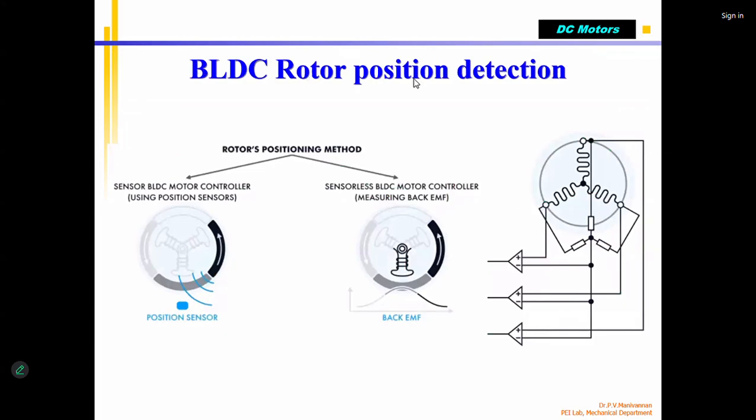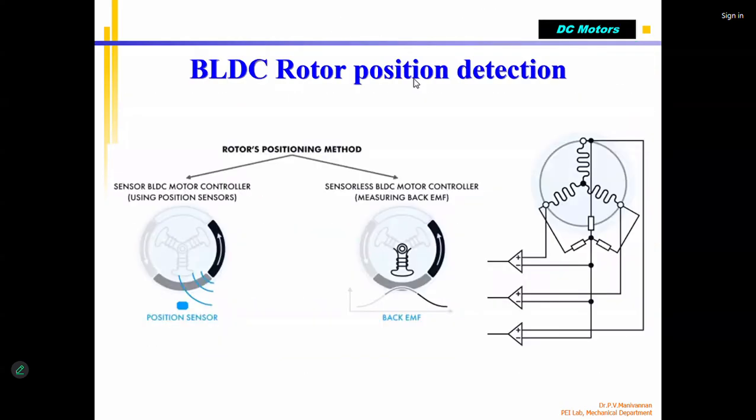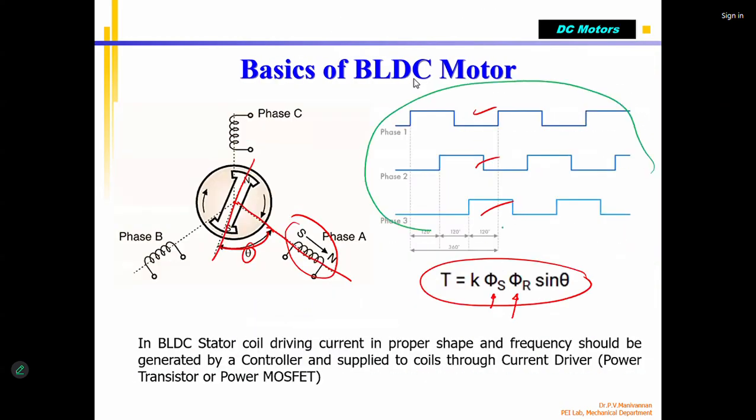As I told you, now that we know how the BLDC motor works, what type of voltage should be supplied, and what type of current should be supplied? I told you we need to generate these waveforms. The drive waveform should be generated by a controller, and it should be generated at the appropriate time.